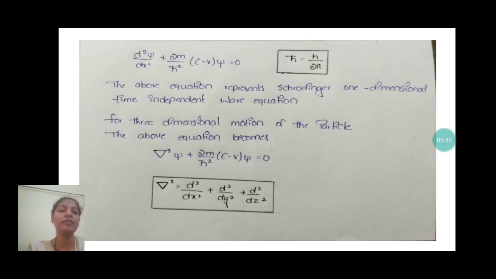But for three-dimensional motion of the particle, the above equation becomes delta square psi plus 2m by h cut square into E minus V psi equals 0, where delta square equals d square by dx square plus d square by dy square plus d square by dz square.